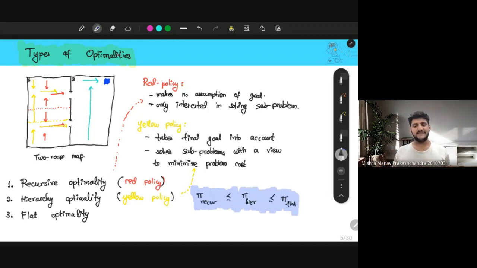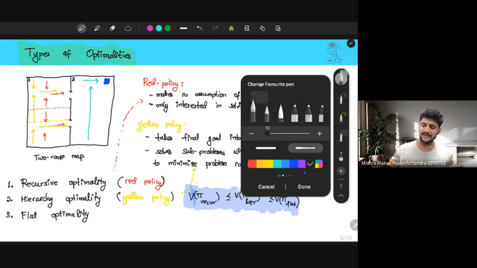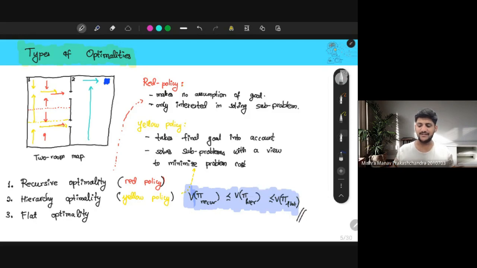Okay, each policy, or rather, I should make a comment on the policy, right? It should be the value of that particular policy, right? So I write, say, value of pi recursive, value of this. Well, basically, I'm evaluating the policy, right? So just take this into account. I hope you understand what I'm saying. I made some mistakes in the notation, but the basic idea is that there are three kinds of optimality that one needs to look at.